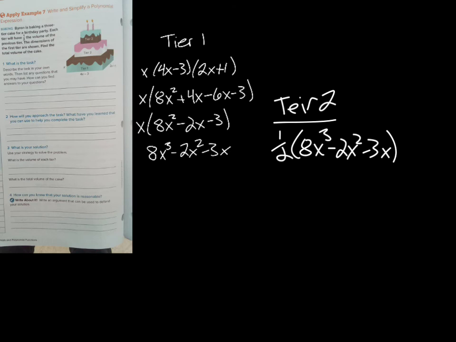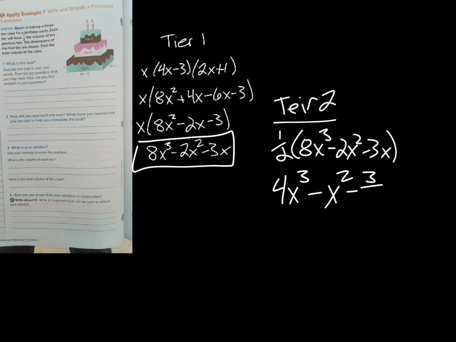When we distribute 1/2, what do we get? 4x cubed minus x squared, minus 3 over 2. I'm going to leave it as 3 over 2 right now. So minus 3 over 2x. That's tier 2.